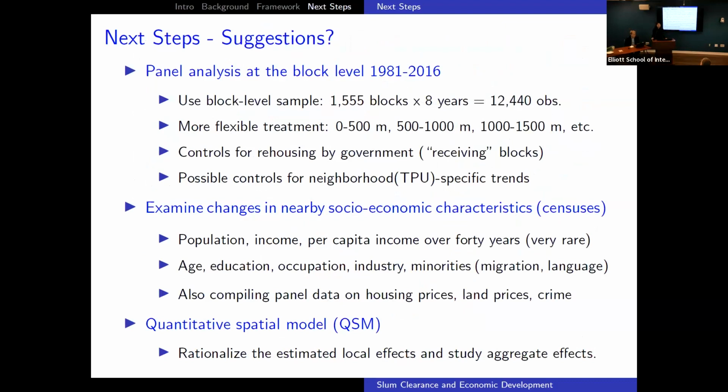And we are going to examine changes in the nearby socioeconomic characteristics. What is really amazing is that we have over 40 years of data on income, so that we can literally track the changes over time in the income dimension. We also have compiled panel data on housing prices, land prices, and crime. Our final goal is to use the quantitative spatial model to rationalize the estimated local effects and study aggregate effects. So that's all. I'm happy to take questions.